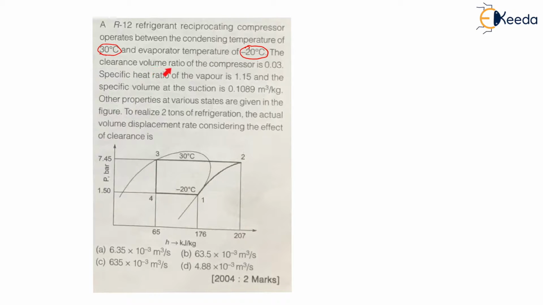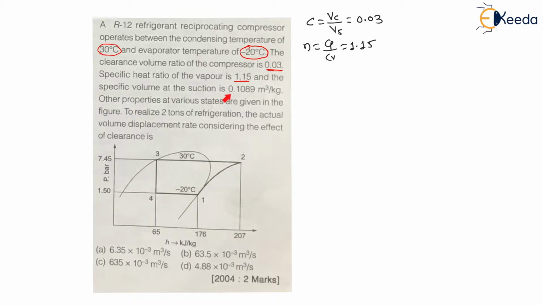The clearance volume ratio of the compressor is 0.03. Here the clearance ratio is given, that means C is given. We can write C is equal to clearance volume divided by swept volume, which is nothing but the clearance ratio, given as 0.03. Then the specific heat ratio of the vapor is 1.15. The specific heat ratio is nothing but Cp divided by Cv. Therefore, the polytropic index n is given, that is Cp divided by Cv, equal to 1.15.